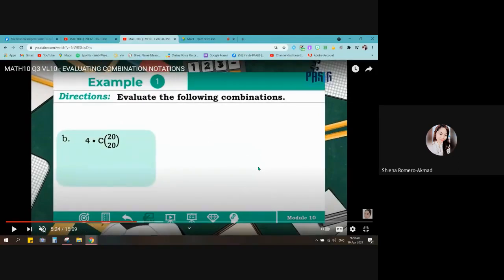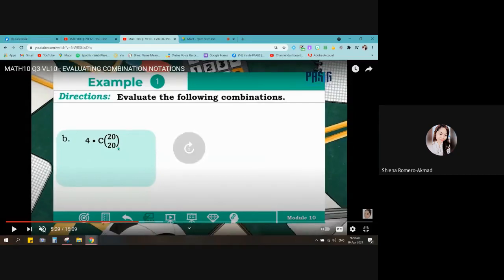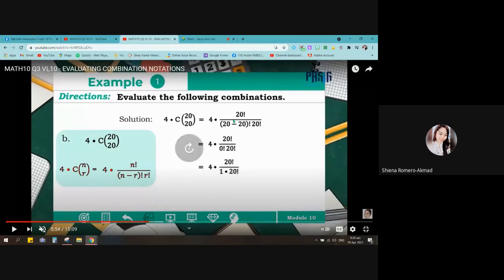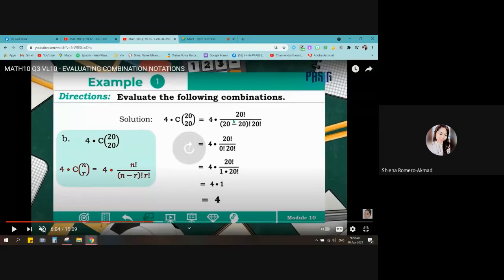Next, dito naman ang difference niya doon kanina is we have here number which is 4 and you will multiply that to the combination of 20 taken 20 at a time. So remember, if you have 20 taken 20, 20 minus 20 is 0 factorial. So magiging 1 na yung value nun. 0 factorial is equal to 1. Then 20 factorial, tsaka 20 factorial na lang yung matitira. And if you cancel that out, you'll have 1. So 4 times 1 is 4.